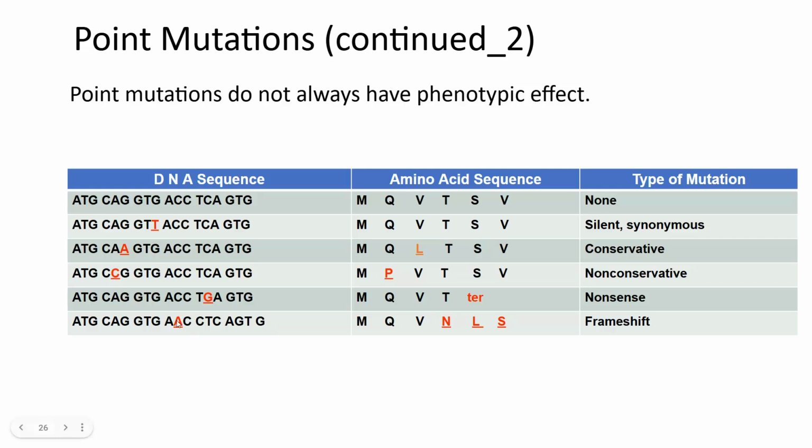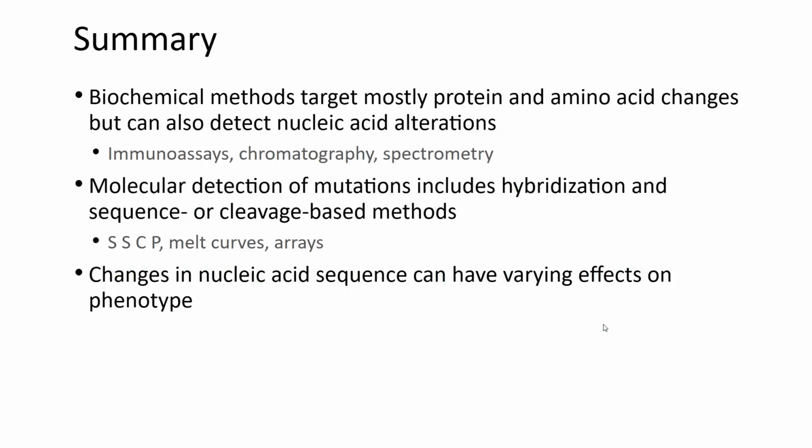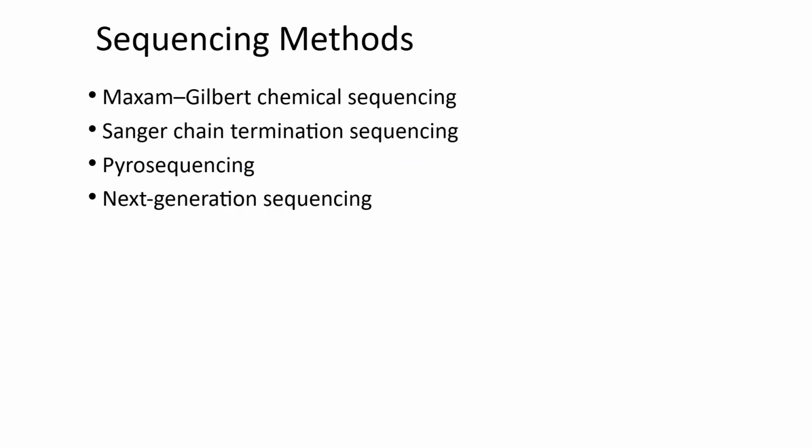And then here is a frame shift mutation. So we have added a base in here and shifted the rest of the reading frame down. So anything distal to that insertion will be the incorrect amino acid sequence. So now we have added different amino acids to the sequence. So the summary is here that you can review, and we're going to go on to sequencing.